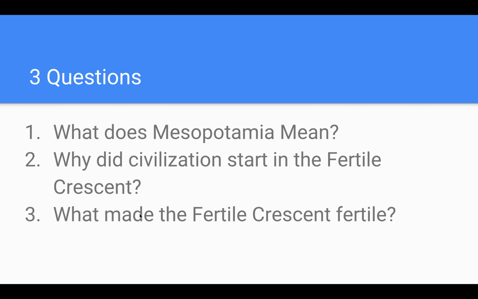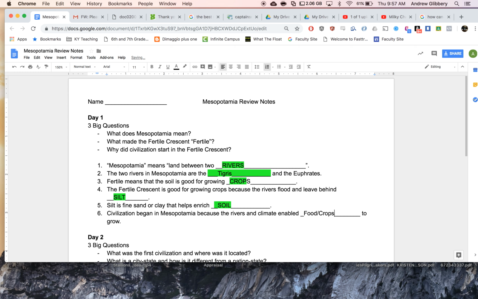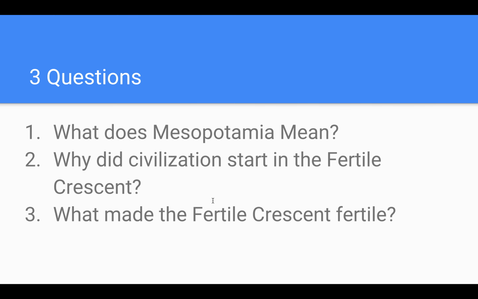So on your notes, civilization began in Mesopotamia because the rivers and climate enabled food to grow. Food or crops, either one. But this allowed people to stay in the same place, so they did not have to follow their food. Thus, they can start building houses. They can get jobs, and that is what's going to allow the civilization to grow.